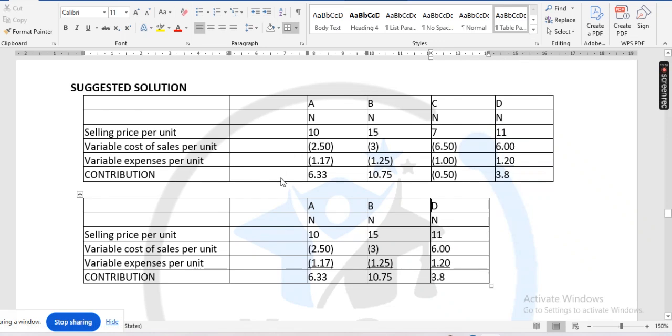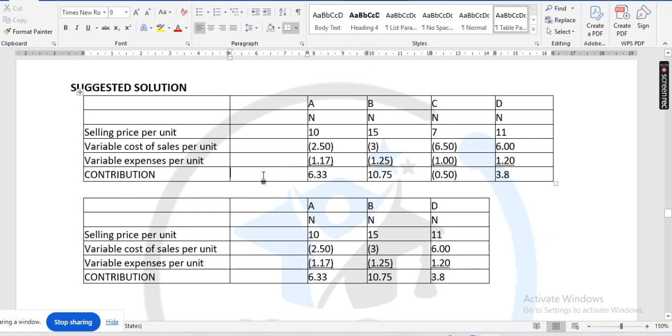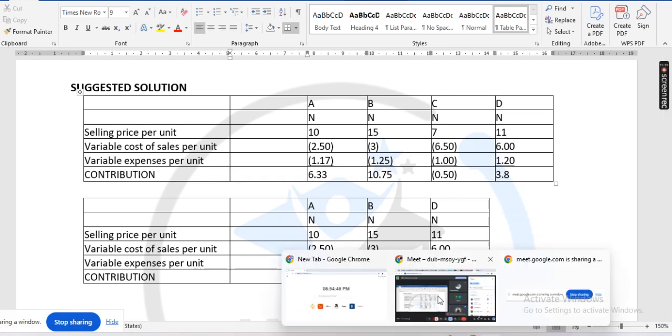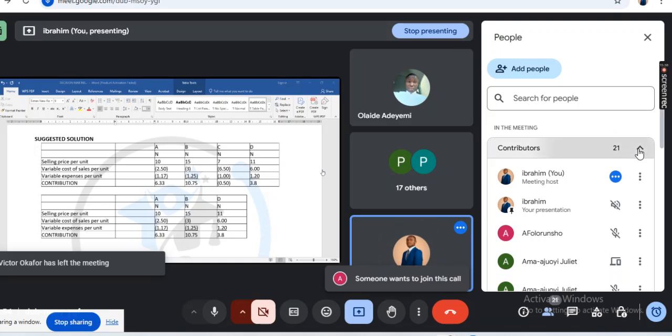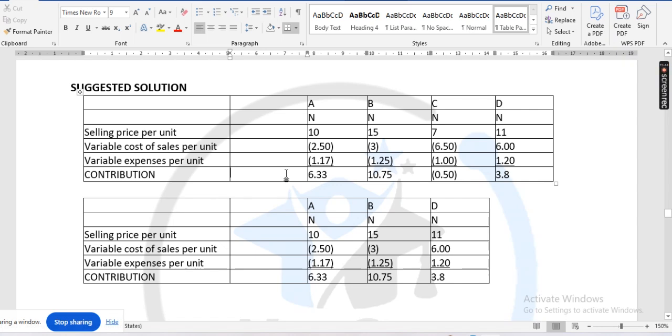Now, before that, what is the total contribution here? When you add all the contribution, what do you have? 6.33, 10.75, you minus 0.5, then add 3.8. What is the total contribution, class? Quickly. 20.38. That is the total contribution. Can you see it? 20 naira 38 kobo.